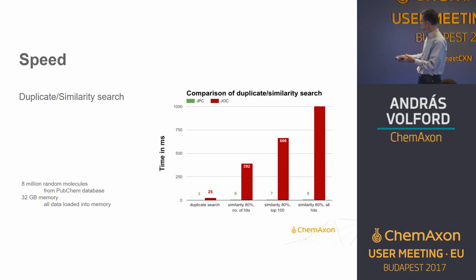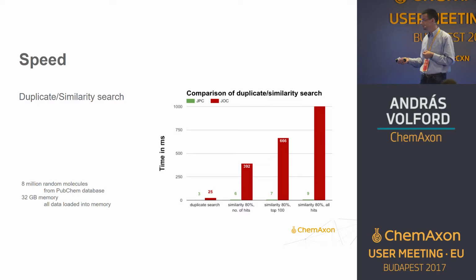You can observe that except in the case of the duplicate search, in any other case the Postgres cartridge is much, much faster compared to the Oracle cartridge. The first one is the duplicate search. The second one is the similarity search for 80%, so more than 80% similar compounds, and you would like to know the number of hits returned. The next one is the top 100 with similarity 80%. And the last one is all hits with the threshold of 80% similarity. We can get these good results because we are not getting back all the data.